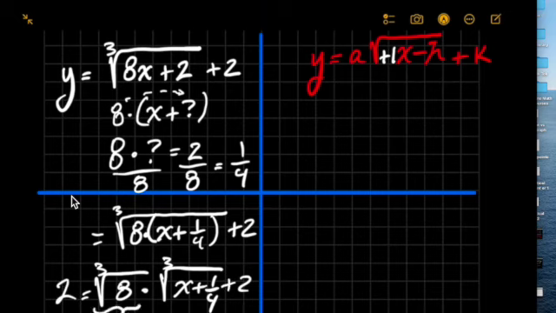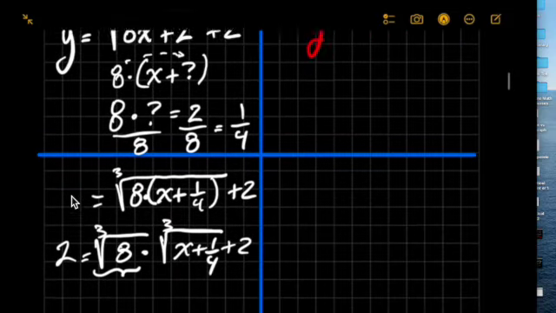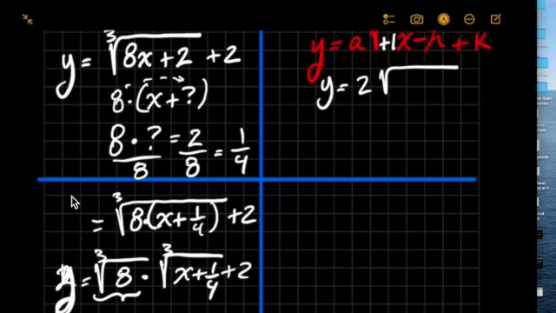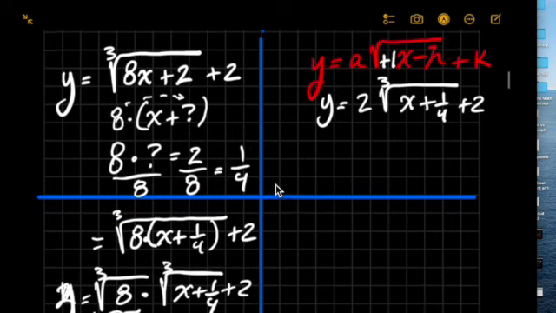The cube root of 8 is 2. So our final simplified function is going to be, that should be a y, y equals 2 times the cube root of x plus 1 over 4 plus 2. We are now ready to intuitively sketch this graph as we have positive 1 with the x. So let's go ahead and do that.